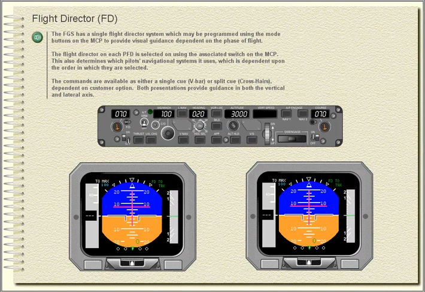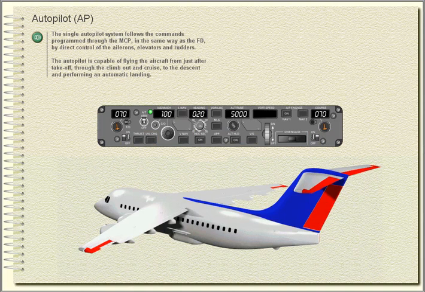The commands are available as either a single Q, V-bar, or split Q, crosshairs, dependent on customer option. Both presentations provide guidance in both the vertical and lateral axis.